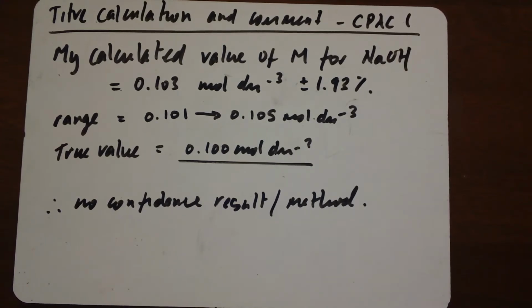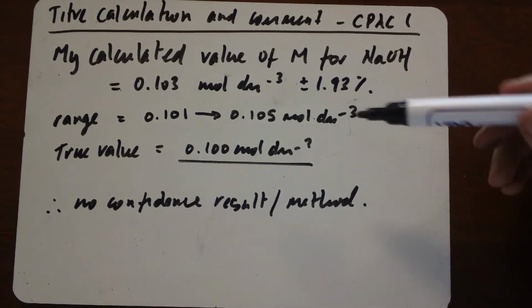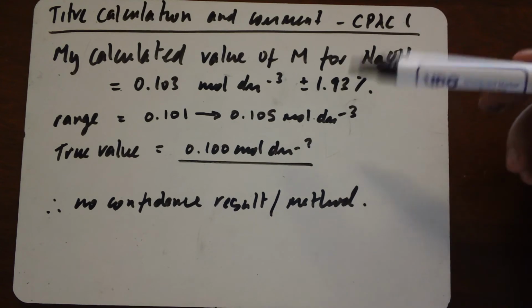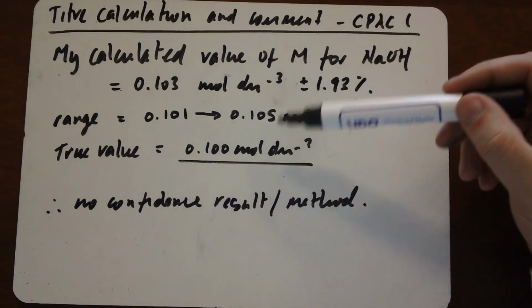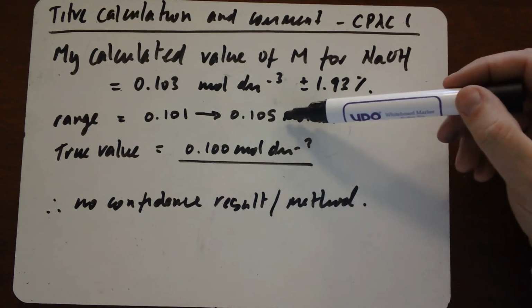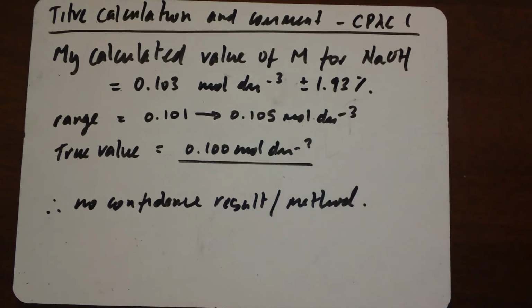That would increase the volume of the titre, the mean titre. They would therefore have a smaller percentage uncertainty there as well. But either way, unfortunately, using this method, the result from my practical fell outside of the accepted range, so therefore I don't have any confidence in my result.